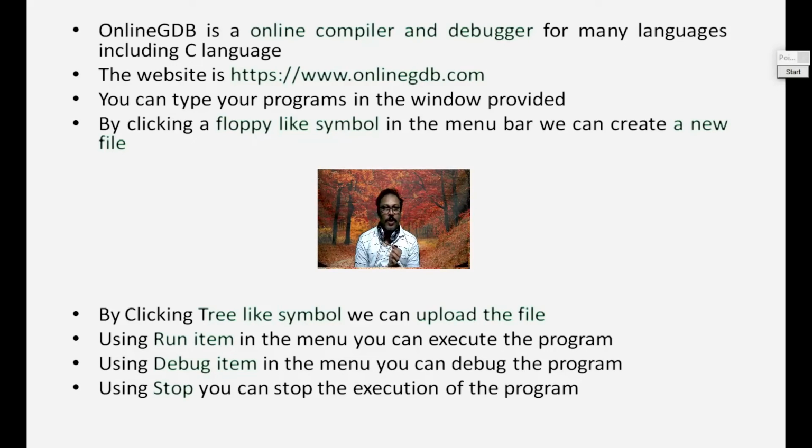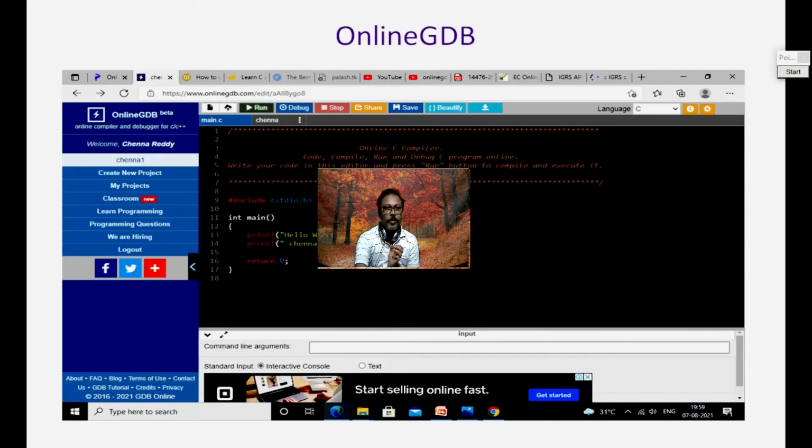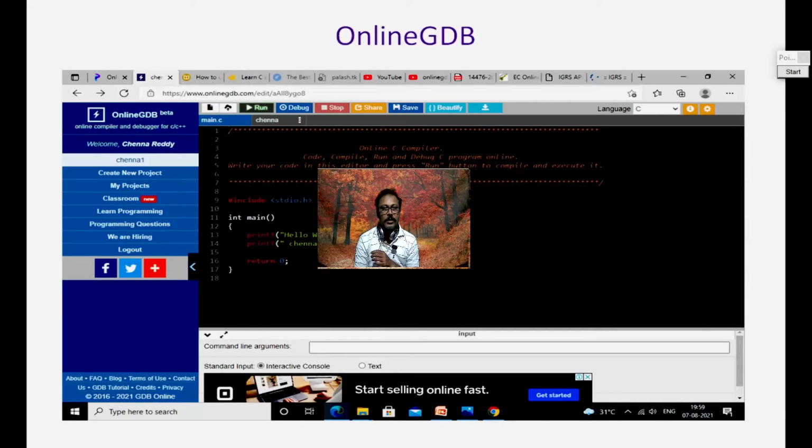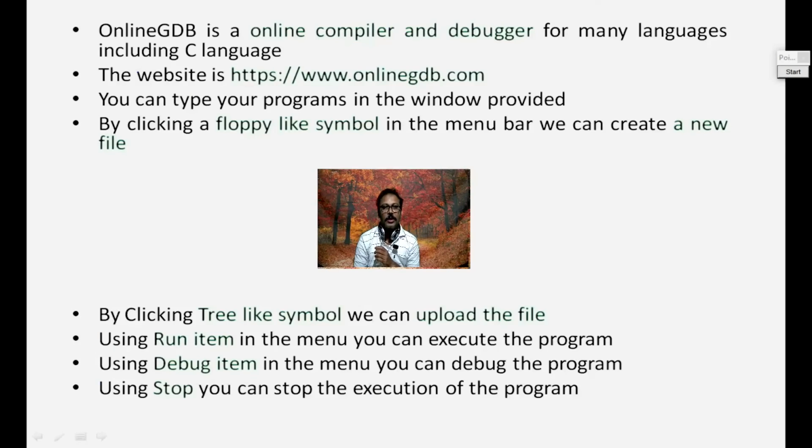By clicking a floppy-like symbol in the menu bar, you can create a new file. The tree-like symbol, this one, you can use to upload a file.